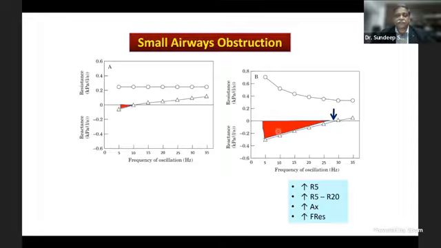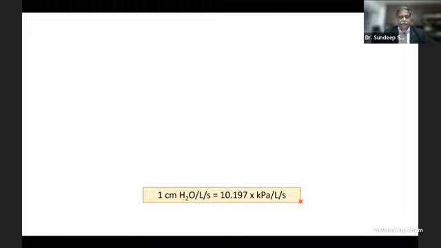This is what you get in a patient with small airways obstruction. R5 value goes high. R20 value is normal. R5 minus R20 becomes a big difference. X5 becomes more negative. Resonant frequency shifts to the right. And the area of reactance becomes big. So these are all the parameters that you get in patients with small airways obstruction.